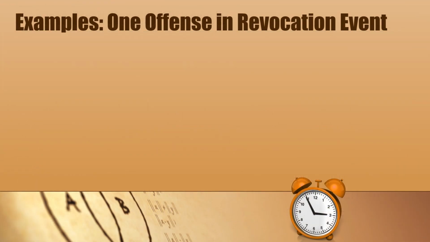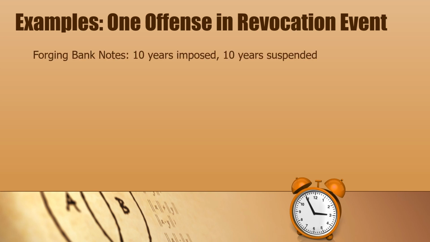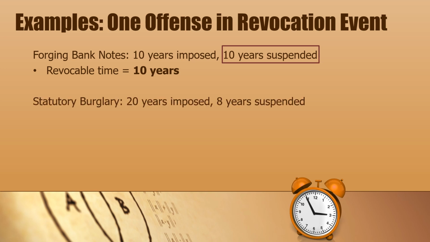Let's look at some examples of what revocable time would look like. First, we will look at revocable time for one offense in the revocation event. This defendant was sentenced for forging banknotes with 10 years imposed and all 10 years suspended. So by using our definition of the total amount of suspended time, the revocable time in this case is 10 years. In our second example, the defendant was convicted of statutory burglary with 20 years imposed and 8 years suspended, so the total revocable time is 8 years.